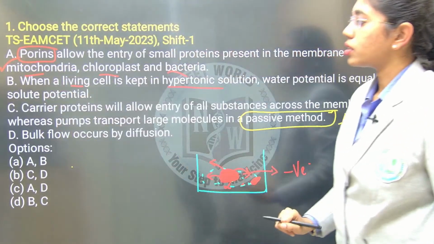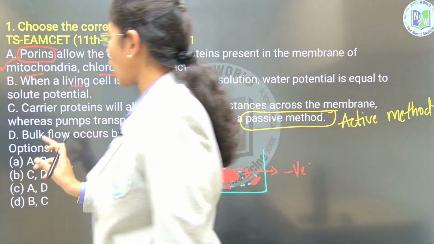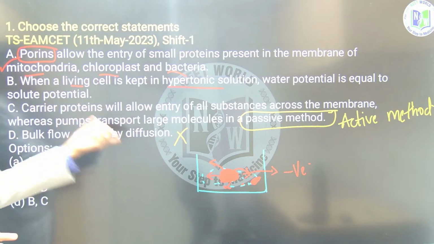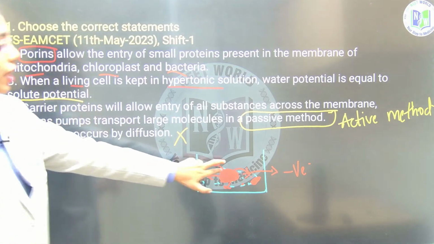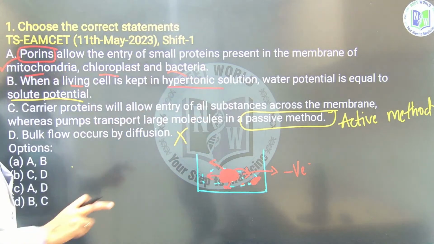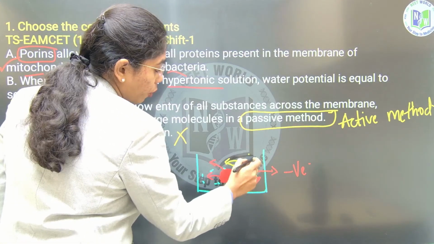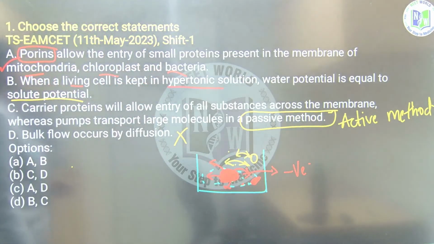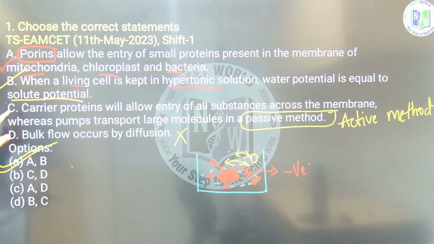Look at this. Bulk flow occurs by diffusion. Wrong. Bulk flow doesn't occur by diffusion. Once look at the second statement. When a living cell is placed in hypertonic solution, water potential will be equal to solute potential. Water potential of both will not be equal, but the water potential here will be equal to the solute potential which is present inside the solution. B is true only. So A and B both are correct. C and D will be incorrect.